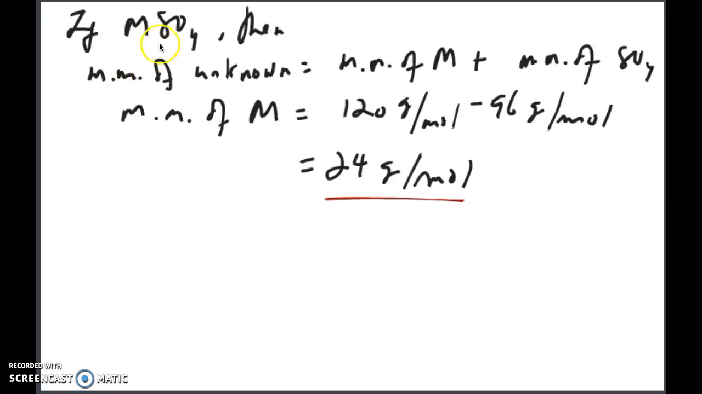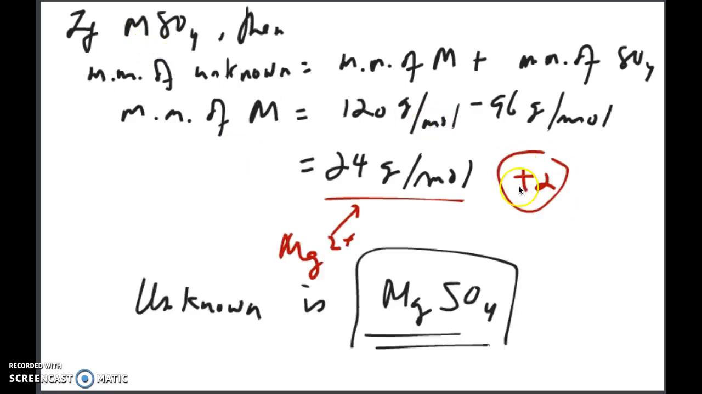Alternative is to use MSO4. In this case, the molar mass of M would just be 24 because there's only one M. And since given this formula, we know that M is a +2 cation, we go to the periodic table, look up all the +2 cations and see which one has a molar mass of 24. In this case, we find that magnesium is the cation. So then our unknown is magnesium sulfate. Okay, so this is how you're going to solve for the identity of the unknown in the gravimetric analysis lab.